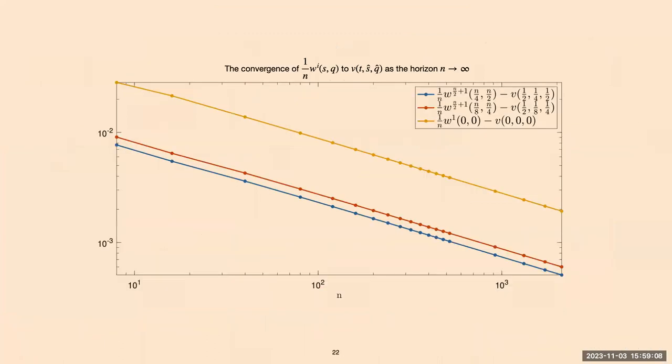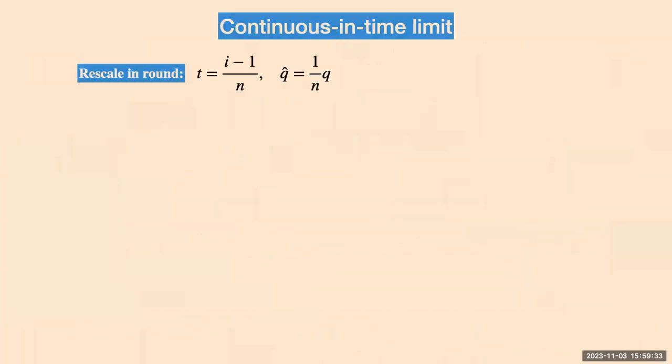Here is a picture that shows the difference between the rescaled optimal cumulative reward and the solution to the HJB equation. You can see the difference decays linearly as n increases. Previously, it was a very simple example for the Bernoulli bandit. Can this be generalized to general multi-arm bandits with arbitrary probability density function? The answer is yes.